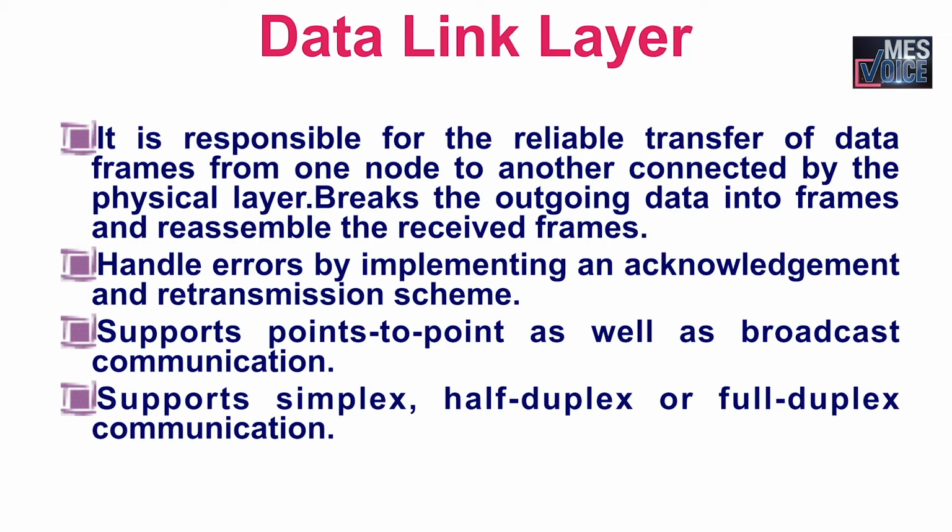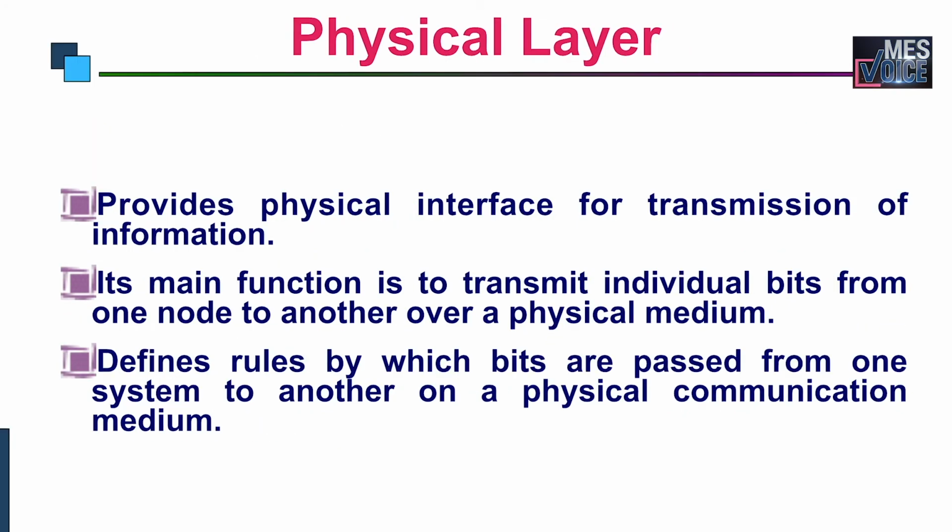MAC address is a 12-digit alphanumeric number embedded in network interface card of a computer by computer manufacturer. Data link layer performs two basic functions: framing and error detection. Physical layer. Physical layer provides physical interface for transmission of information. Its main function is to transmit individual bits from one node to another over a physical medium.